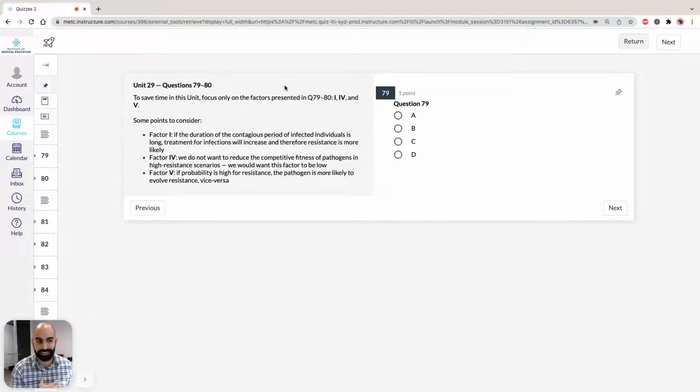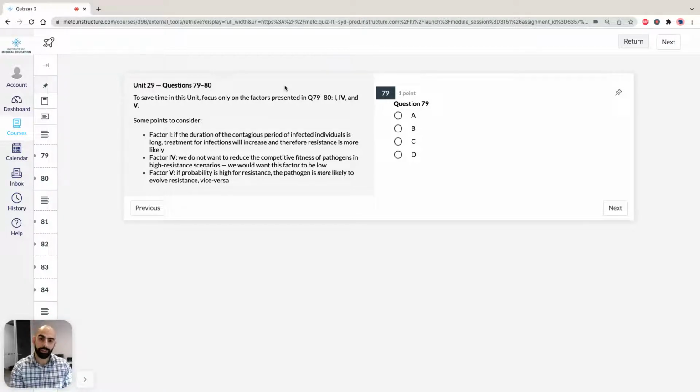The reason why I'm saying this is because it relates to the next couple of questions coming up. And lastly, it's very obvious. It says the probability that a drug-sensitive microorganism becomes resistant when treated. Well, if the probability is high for resistance, the pathogen is more likely to evolve resistance and vice versa.